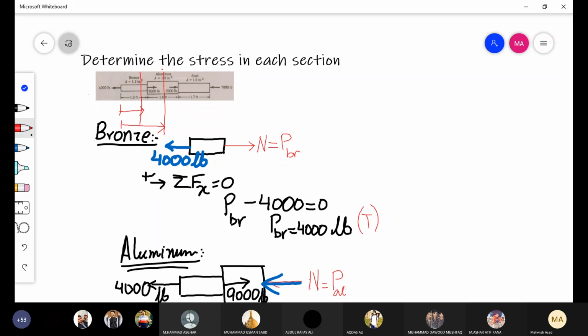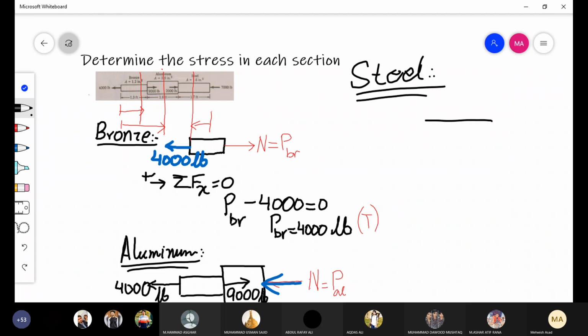members. The last member is steel. We will pass another section over here. And now from this section you can either come from this side or from the left side. Wherever you want to start, it is easier if we start from the right side. Then we can simply draw this member subjected to 7,000 pound load, and the internal force will be PST.